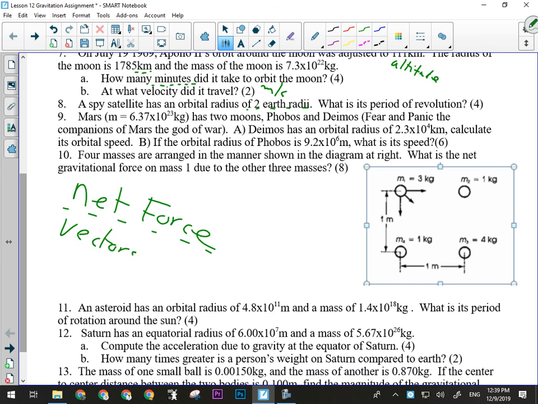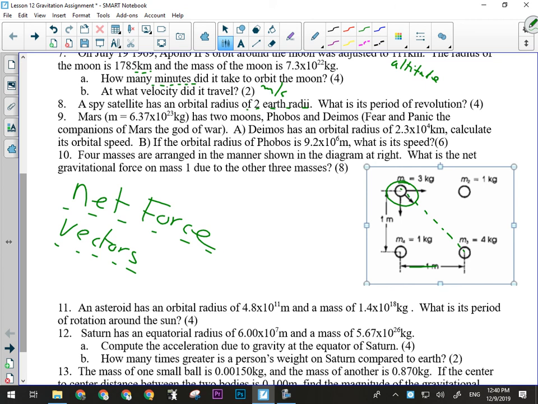This might be important. They want to find the net force of gravity on mass 1. There are 4 masses. Mass 1 is attracted to all 3 of the other masses. You need to find the net gravitational force acting on mass 1. One other thing to keep in mind: this is a square. Each side of the square is 1 meter. That means this distance here is not 1 meter.